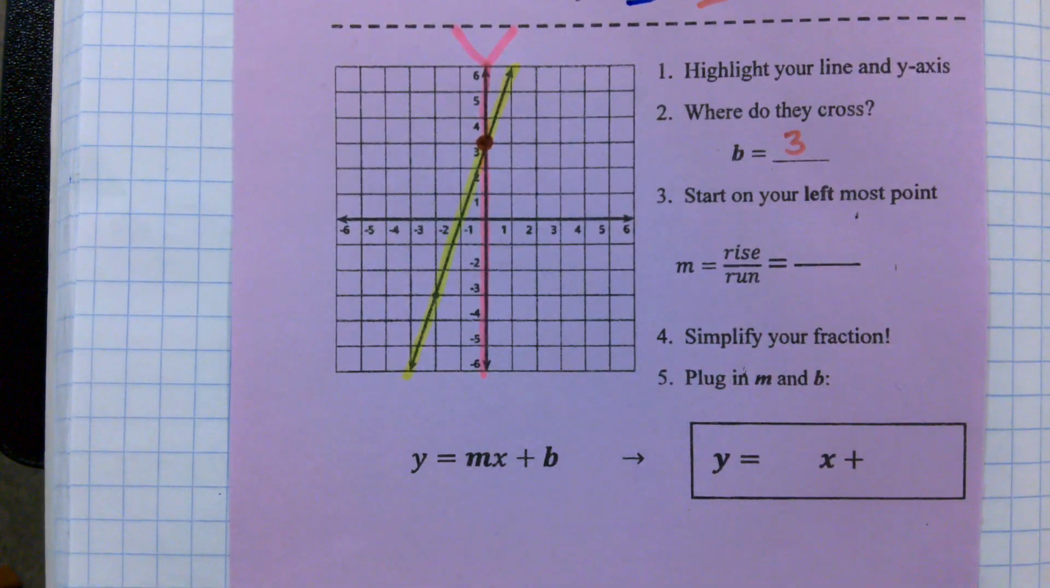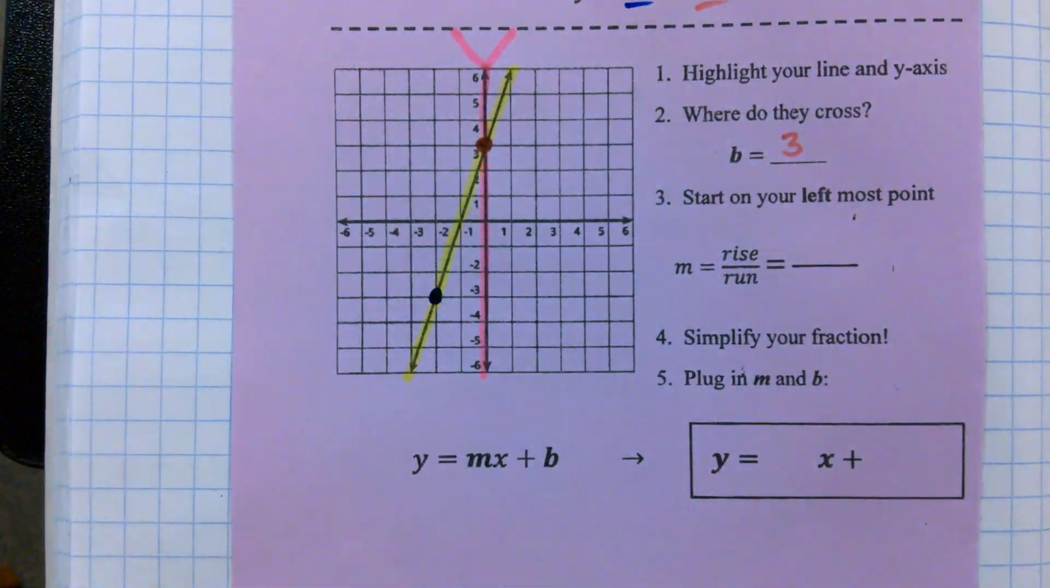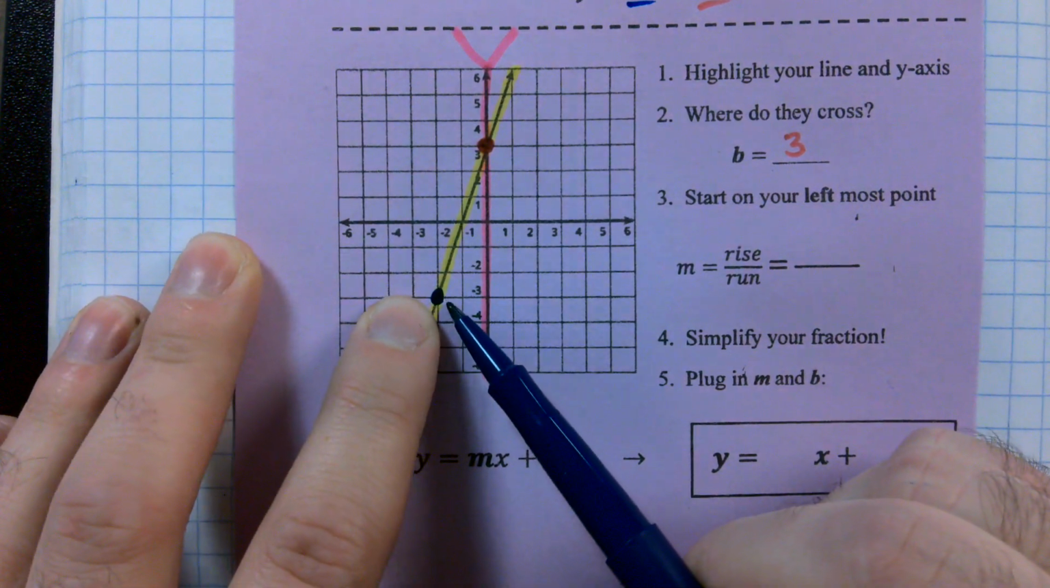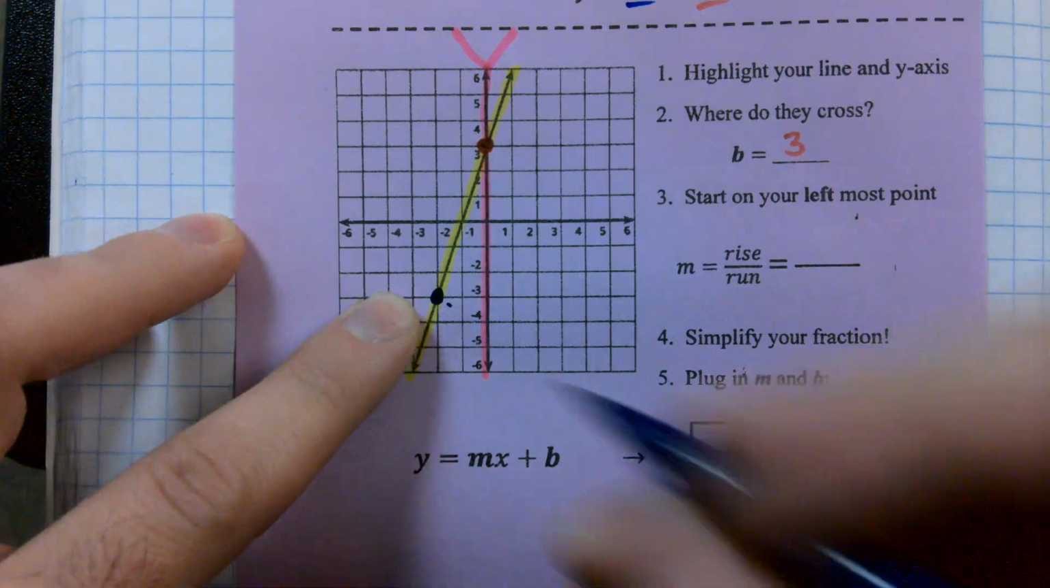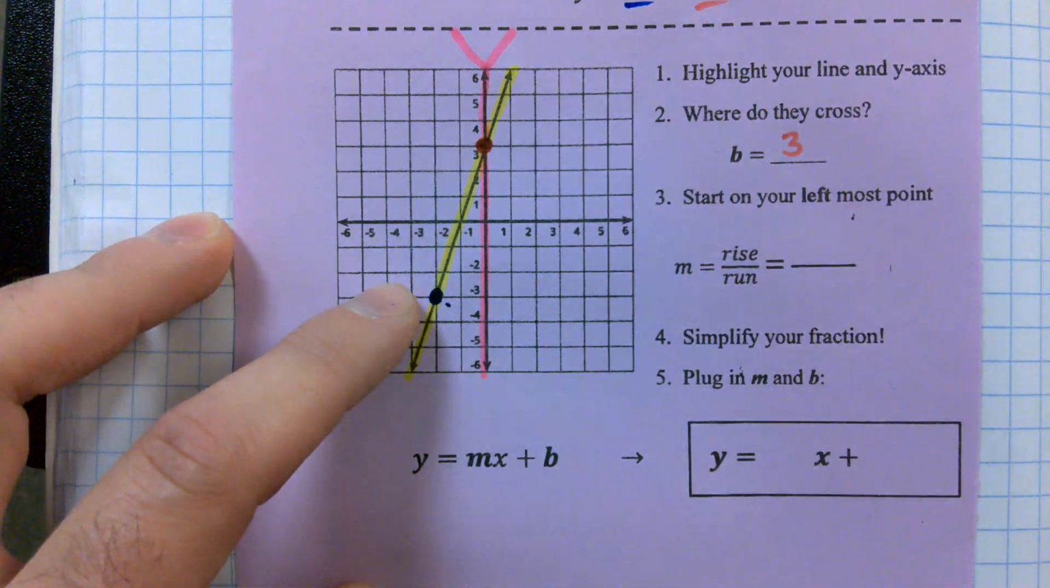All right, now we've got to figure out the slope. I'm going to start on my leftmost point, that's all the way down here. Okay? Am I going to rise first or am I going to run first? Rise. We got to rise before we can run, right? What direction am I rising if I want to get over to this treasure? Up. I want to rise up.